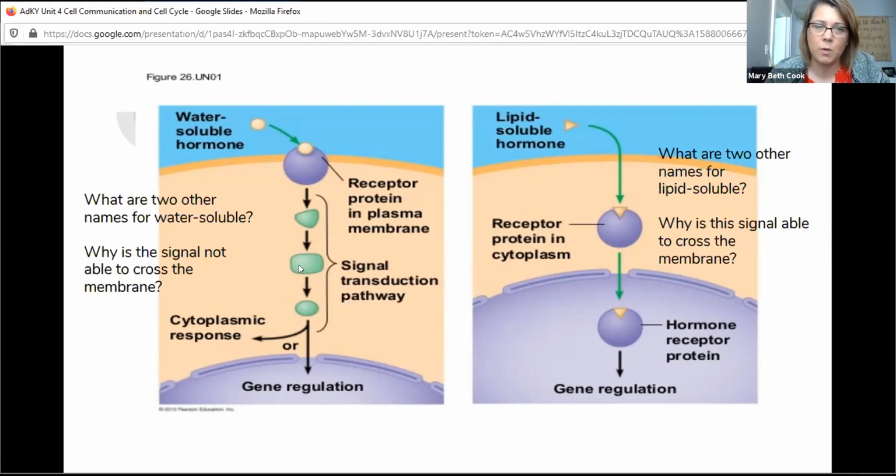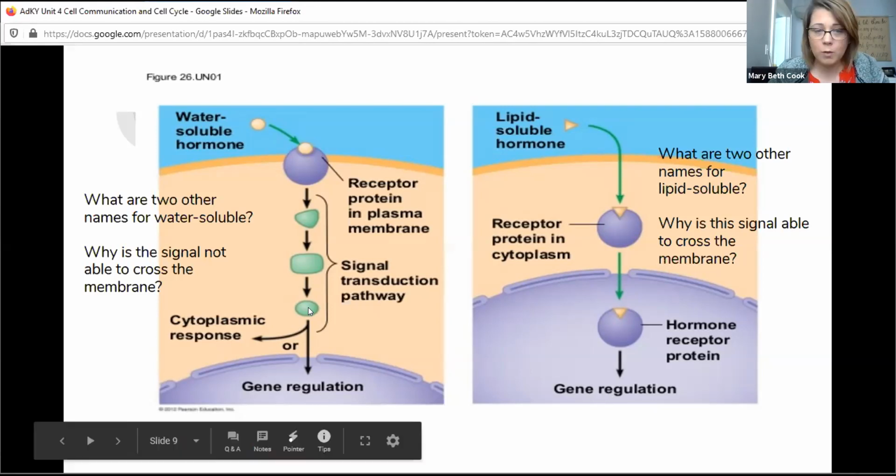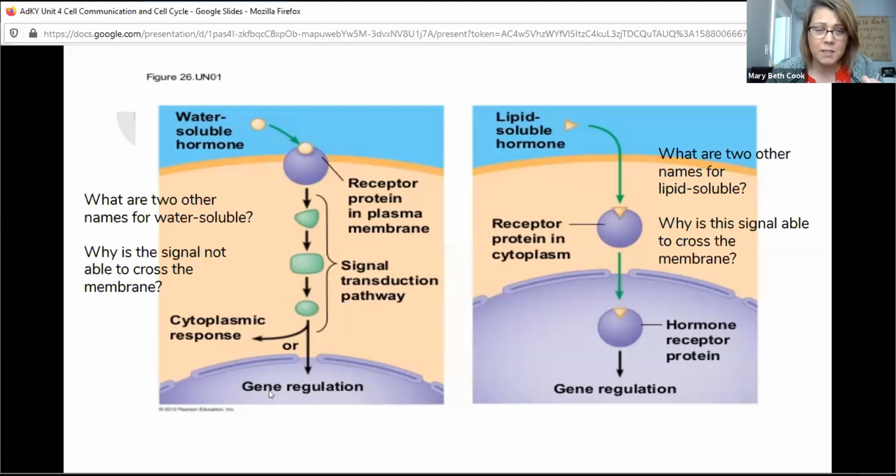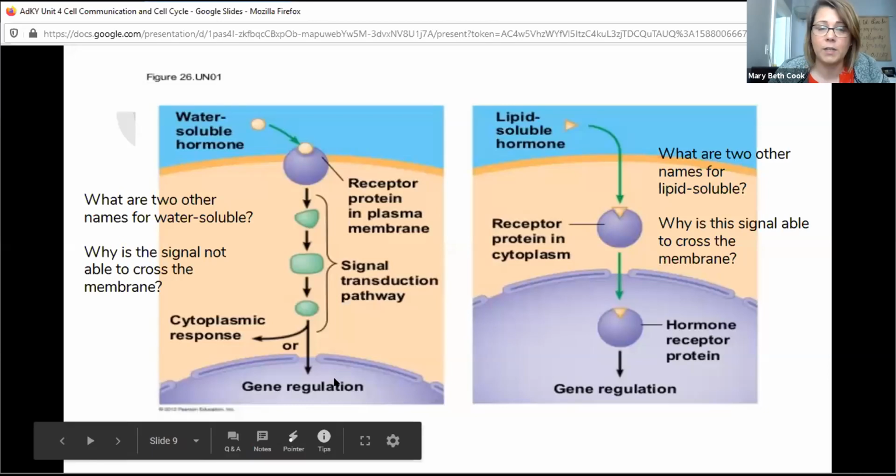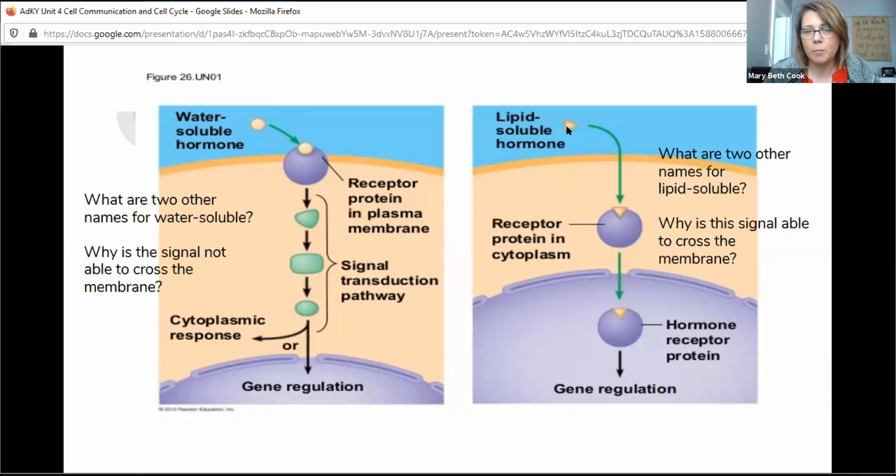So you are seeing, again, here's your number three, proteins making up the transduction part of the pathway. They're showing you can either have a cytoplasmic response, where we're activating or inactivating a molecule that already exists, or this last protein in transduction that gets activated goes into the nucleus and regulates genes. It's the same idea over here with a lipid-soluble hormone. I want to stress that that signal is diffusing across the membrane.